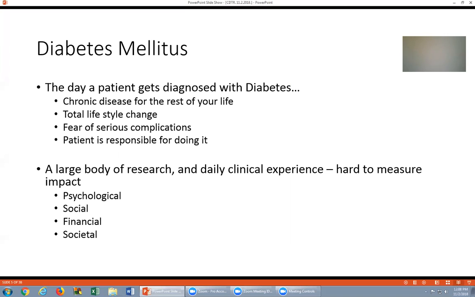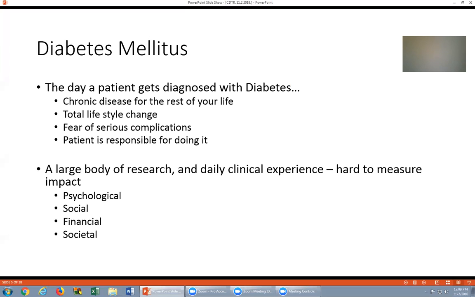Just a total lifestyle change for us. And then the fear of complications. Your feet are going to be cut off, your eyes are going to go blind, your kidneys are going to fail, and you're going to be on dialysis. And then the patient is responsible for it. It's almost as if you caused your diabetes, now you take care of it, otherwise you're going to have all these bad complications. And I just don't agree with the way we do diabetes at this time.